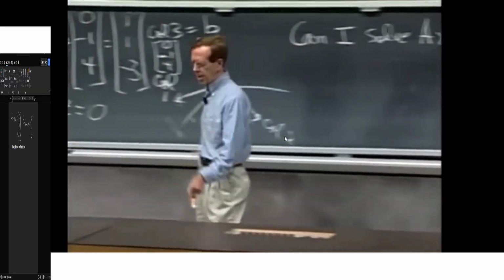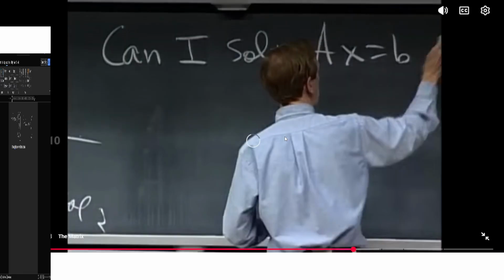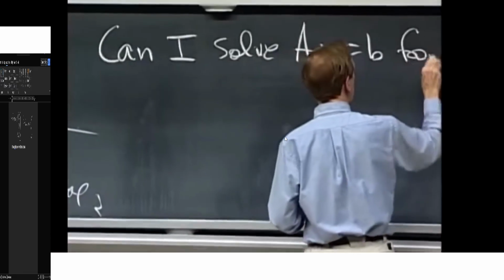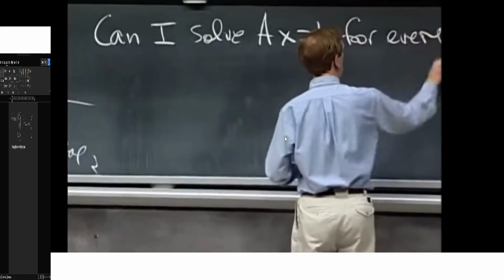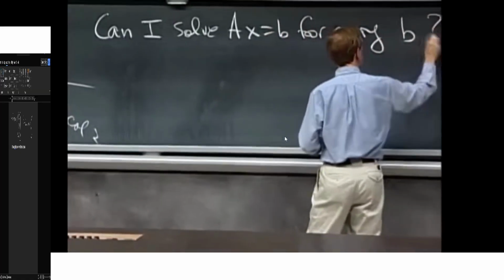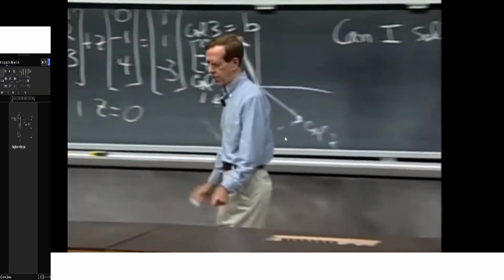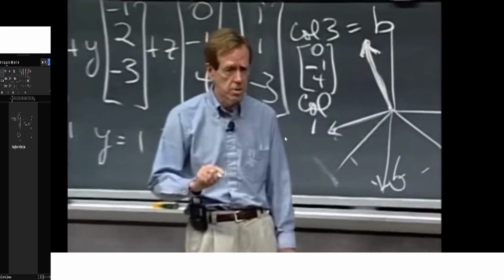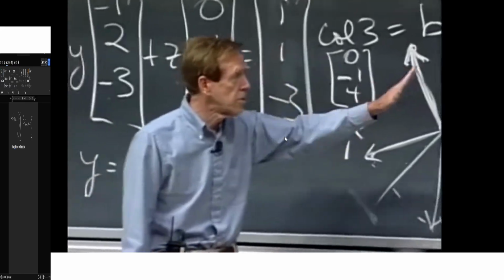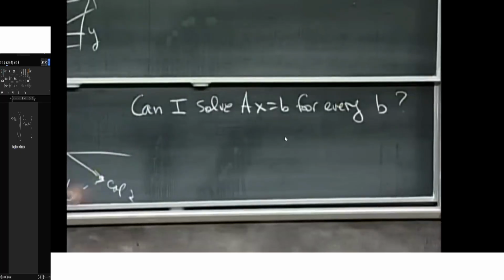And then, if there is, what is it? Elimination will give me a way to find it. I really wanted to ask, is there a solution for every right-hand side?